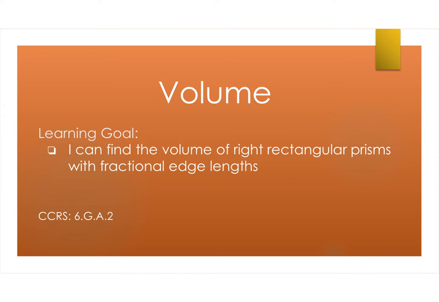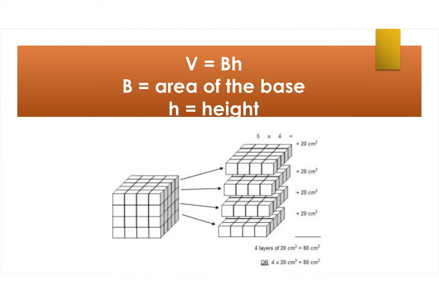Volume. I can find the volume of right rectangular prisms with fractional edge lengths. Volume equals big B times height. Remember the little b when we talk about area, where area equals little b times height, is the length of the base. So now when we're talking about volume, we're talking about taking the area of the base and multiplying it by the height.